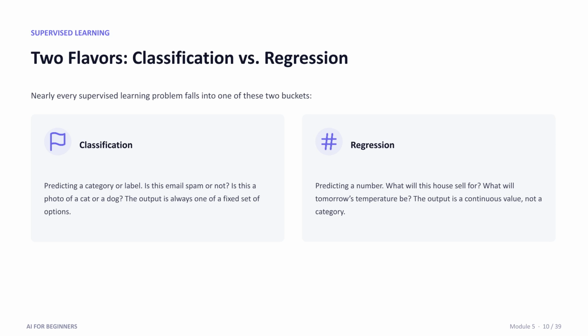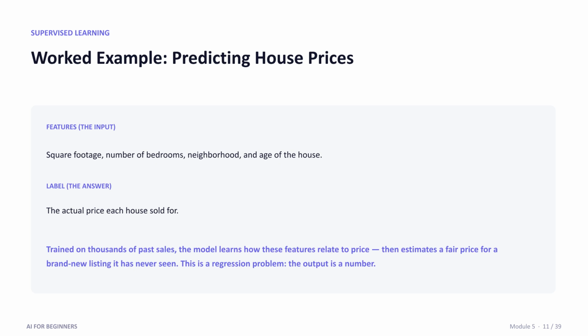Supervised learning generally comes in 2 flavors: classification, where you predict a category like spam or not spam, and regression, where you predict a continuous number, such as the future price of a house or tomorrow's temperature. Let's look at an example of regression. If we want to predict house prices, our features are things like square footage and the number of bedrooms. Our label is the price. By training on thousands of past sales, the model learns the relationship between these features and price, allowing it to estimate values for new listings.